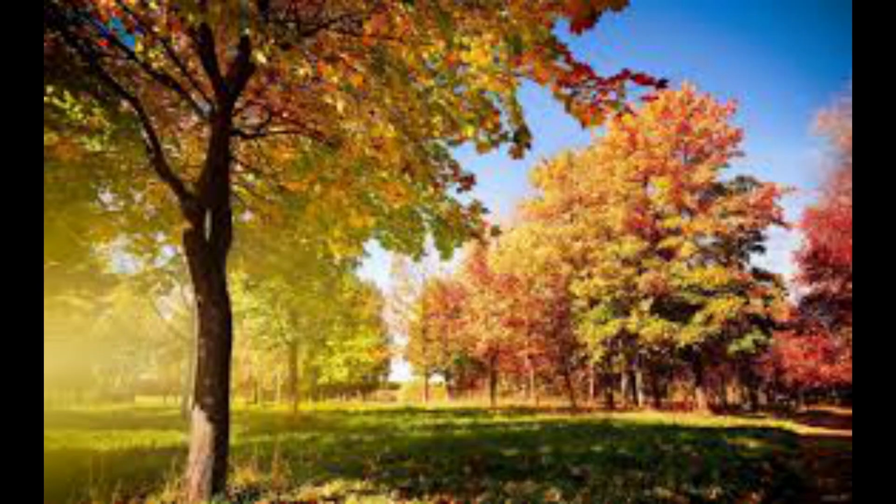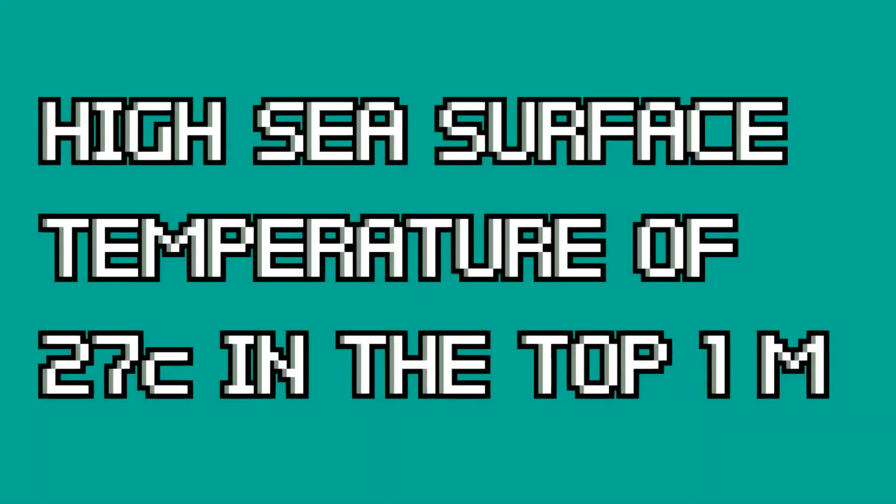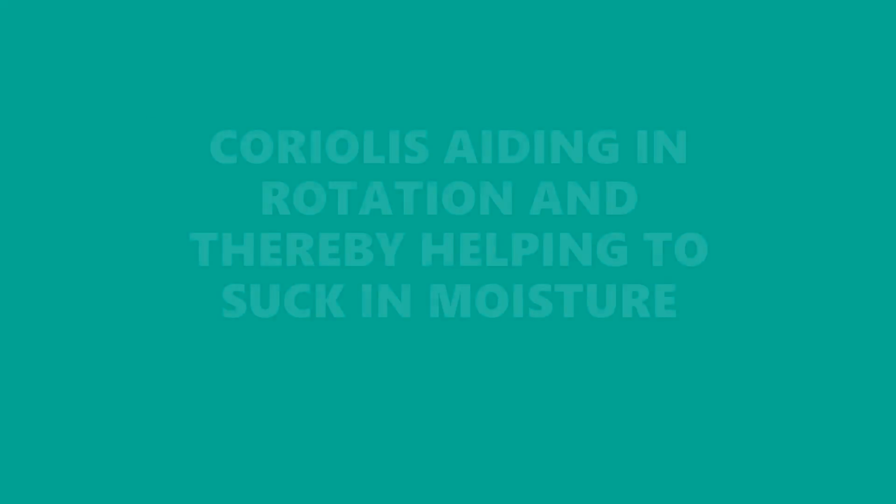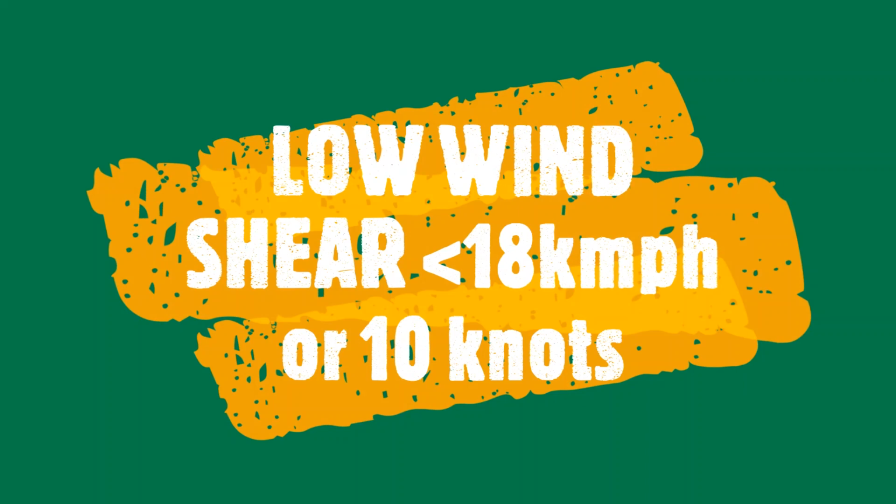Mostly, cyclones form between late summer and early autumn, as this is when these conditions are most likely to be satisfied for a prolonged period of time. This can be summarized using the Genesis Potential Index, GPI. The top 1 meter that interacts with the atmosphere should be above 27 degrees Celsius. Thermal energy stored in the top 1 kilometer should be above 100 kilojoules per centimeter squared. Coriolis effect: it is always present. Low wind shear, less than 10 knots.